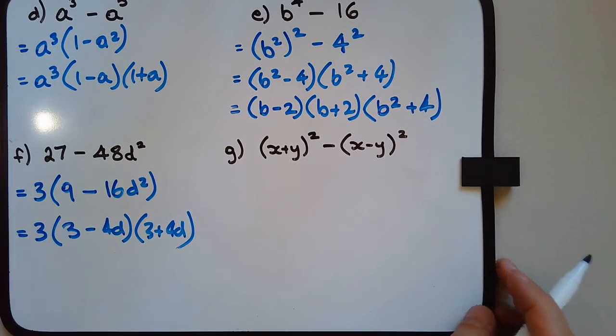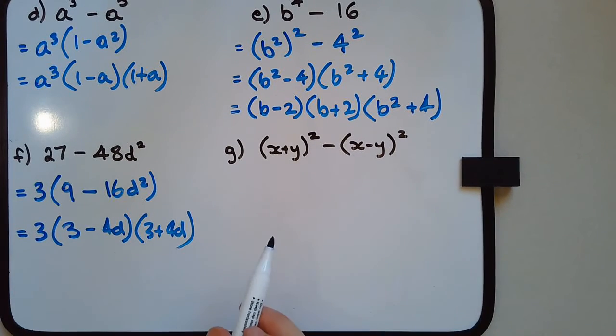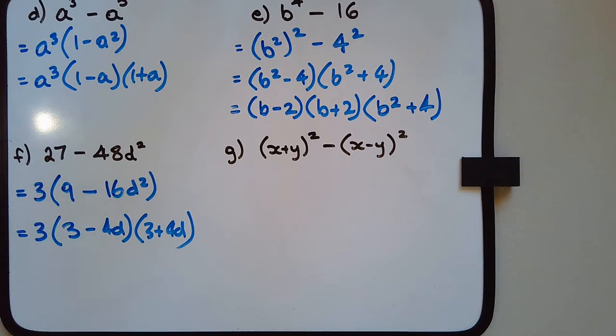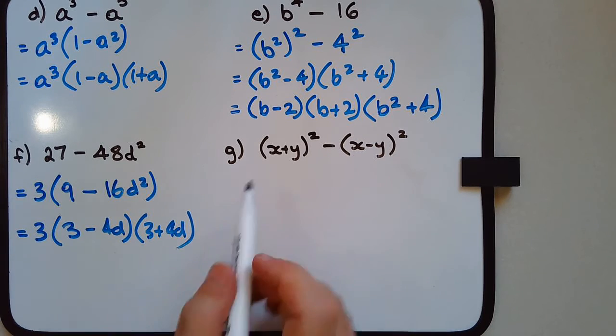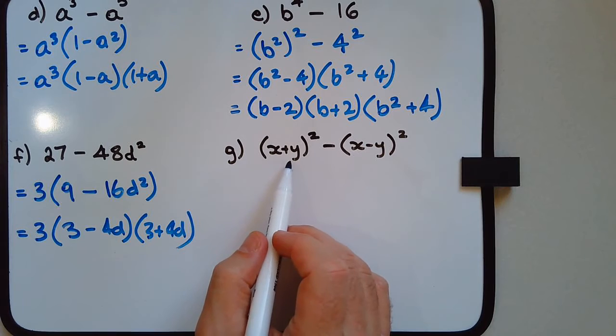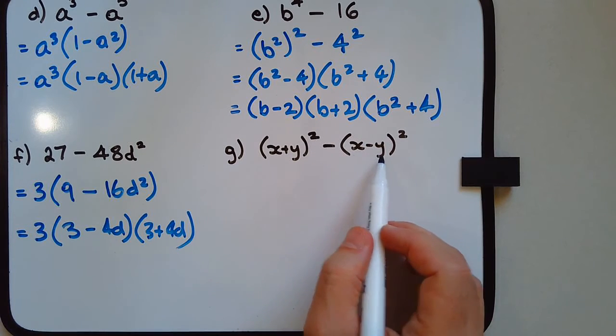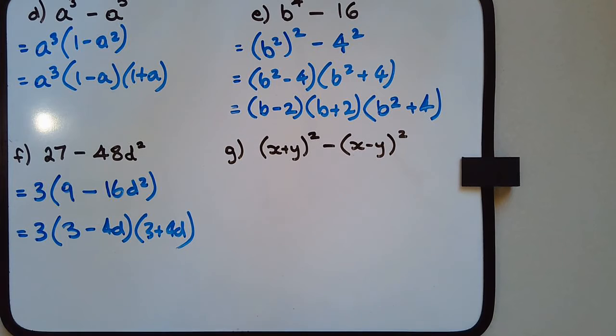Okay, you've got x plus y all squared minus x minus y all squared. Now there are 2 ways that we can do this one. The first way is the manual way, just expand both of these brackets. They're just perfect squares, aren't they? Well, we've seen those before. So that's your x squared plus 2xy plus y squared. This is your x squared minus 2xy plus y squared. So you could do it that way.